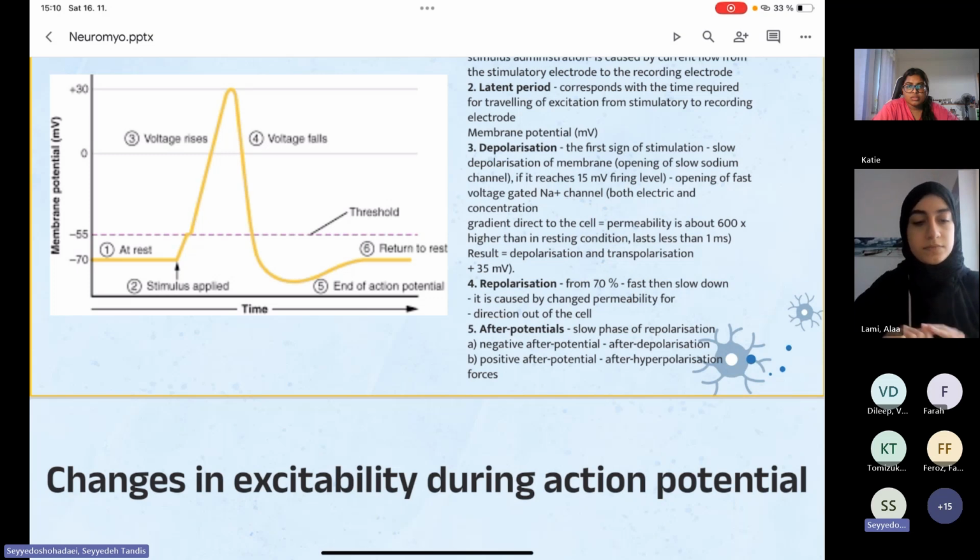So the sodium potassium ATPase will bring it back. It will balance the ions and it will bring it back to the negative 70 millivolts, which is the main resting potential. It's really simple. You just need to know this graph and which channels open at what time.